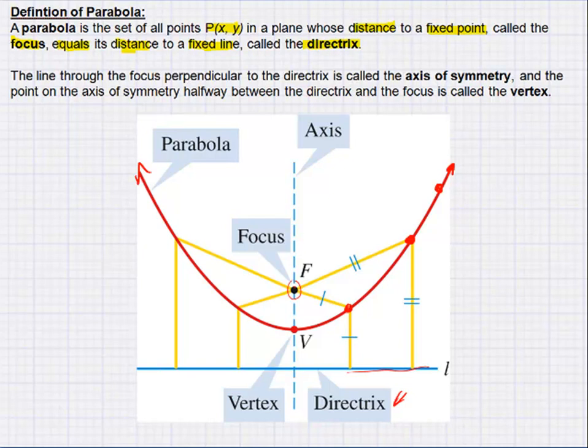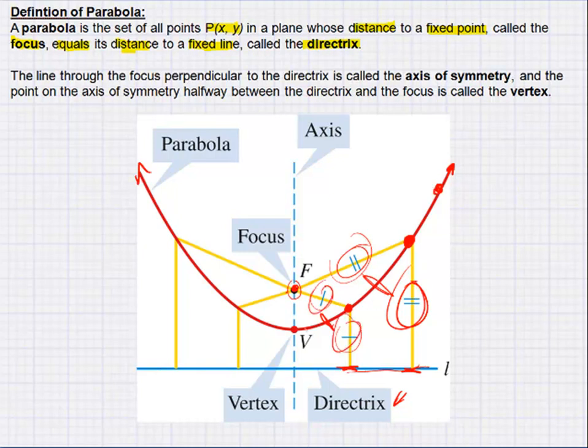So if I look at this point here, the distance this point is to this point right here should be equal to the distance this point is to this line, which is this distance. So these two distances should be the same. I go to any other point on the parabola, this point, the distance this point is to the focus, which is this distance, and the distance this point is to this line, which is this distance, those should be equal. Now these two don't have to equal these two, but the idea is that these should be equal, these should be equal.